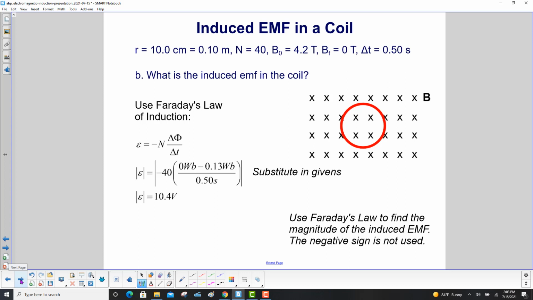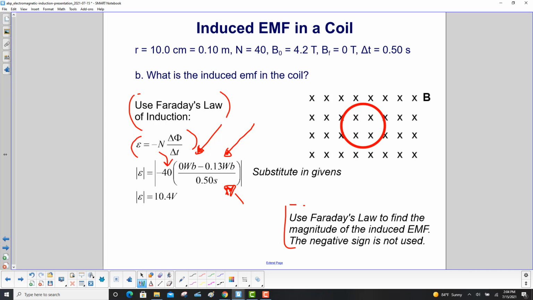What is the induced EMF in the coil? We will use Faraday's law of induction right here. Okay, we have 40 loops, 40 right there, 40 windings. Our final flux is 0 because the magnetic field disappeared. Initial was 0.13 Weber, that's what we calculated. And here's the time over which that occurred. So we do the math and we find it's 10.4 volts.